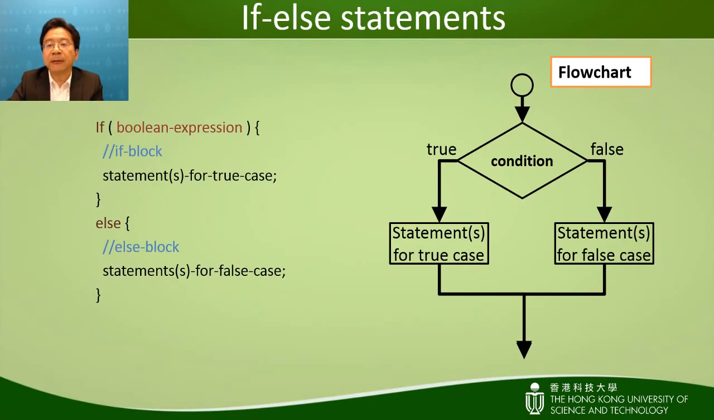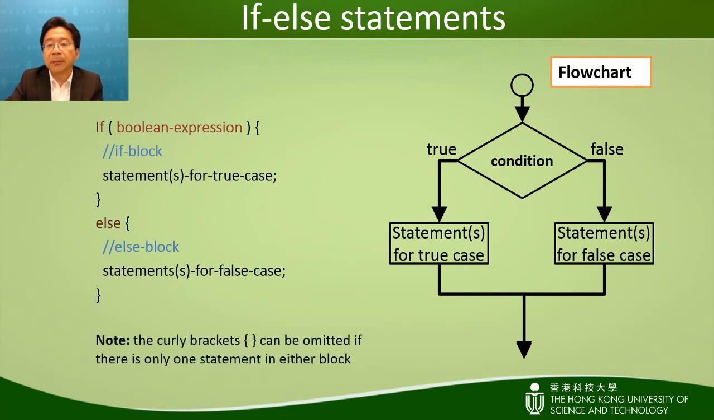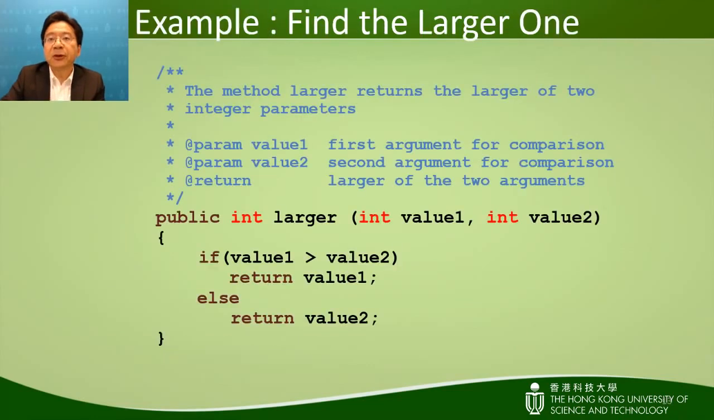At the beginning of the if statement, the condition is first evaluated. If it is true, the statement within the if block is executed. Otherwise, the else block is executed, but not both. Again, the curly braces can be omitted if there is only one statement in either the if block or the else block. Let's first look at a simple example using an if-else statement, and then we'll come back with a more interesting example.